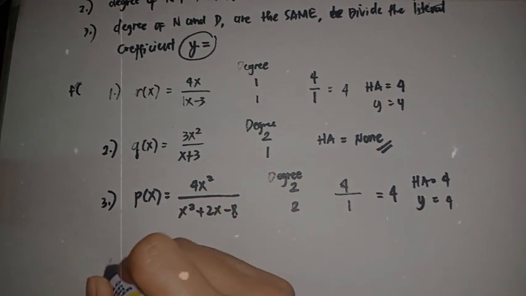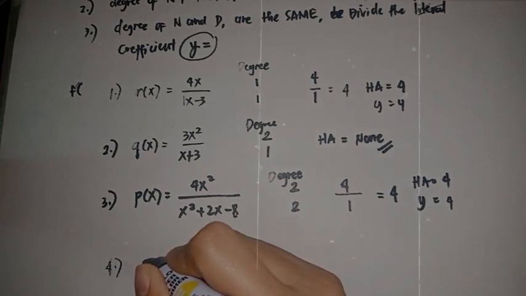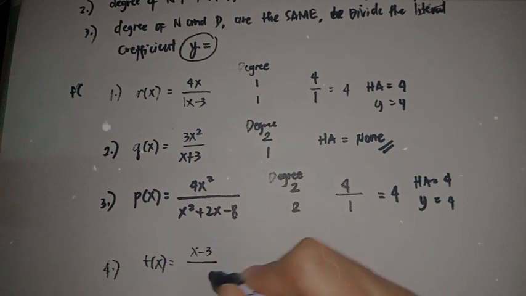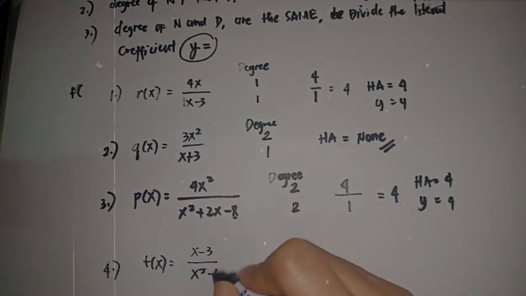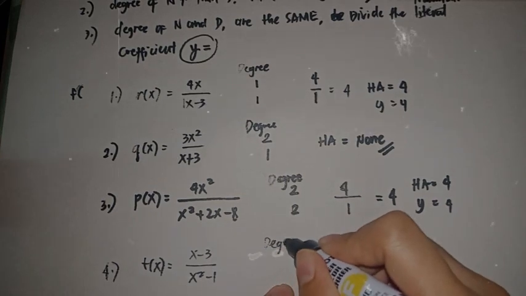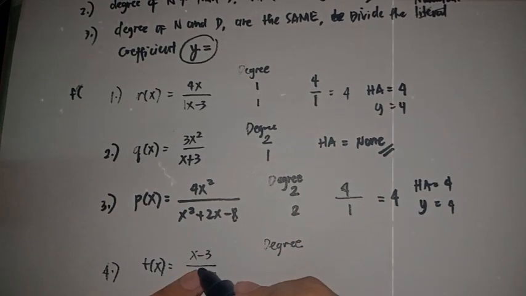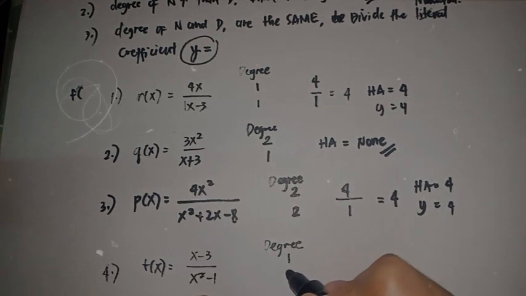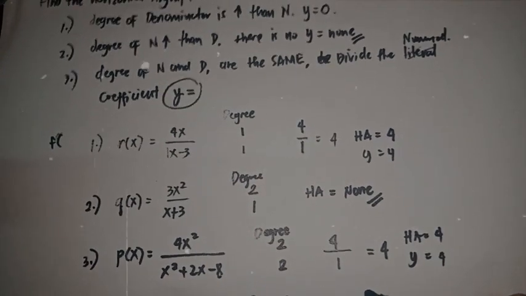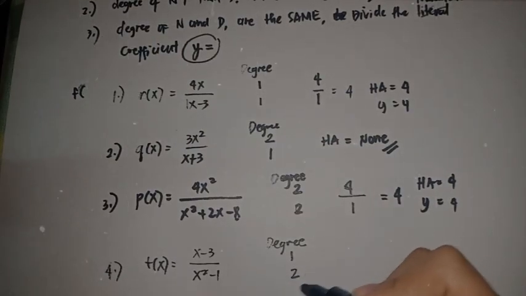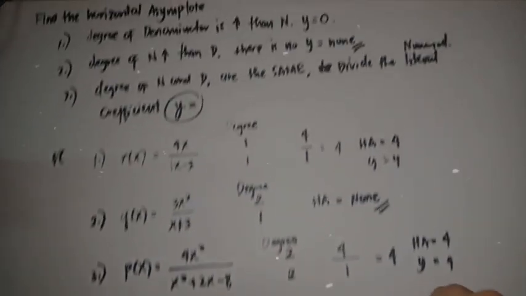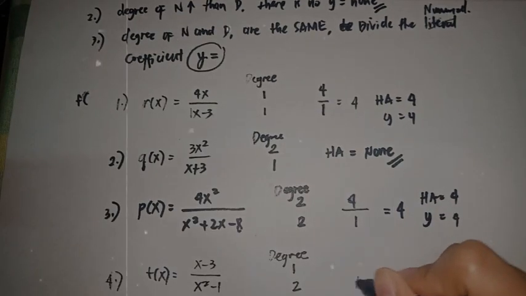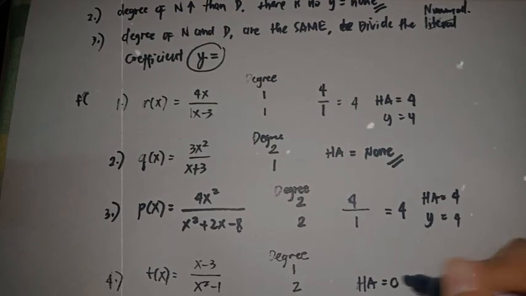And for the last one, the rational function is equal to x minus 3 all over x squared minus 1. Okay. So what is the degree of our numerator? That is 1, correct? The degree of our denominator is 2. So as you can see, the degree of the denominator is higher than our numerator. So that falls in category number 1, which means our horizontal asymptote is equal to 0.